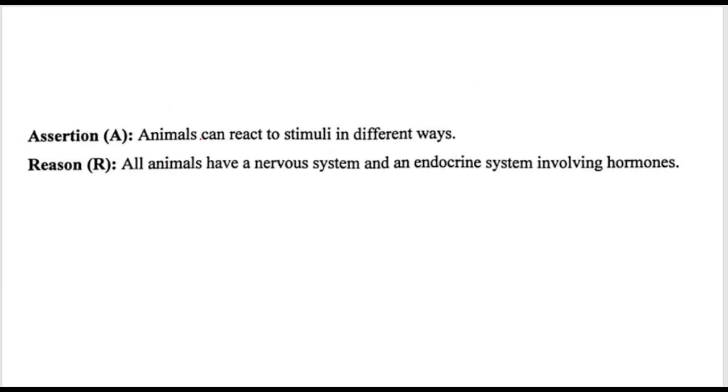Animals can react to stimuli in different ways. Yes, it is a true statement. All animals have a nervous system and an endocrine system involving hormones. Yes, we are having a coordinated system with a nervous system and an endocrine system. So this stimuli response is because of these two systems. So we can say this also. Option A is correct, that is assertion and reason are true, and it is a correct explanation.